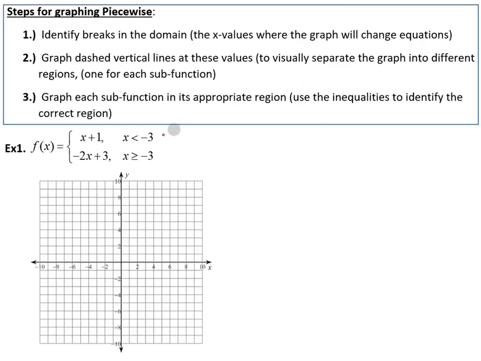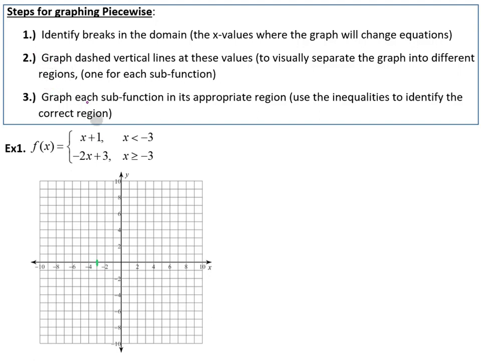Okay, so we have some steps for graphing piecewise functions, and we have an example down below we're going to follow as we go through these steps. So the first thing to do is identify breaks in the domain, the x values where the graph will change equations. So again, if x is less than -3, then graph y equals x plus 1. If x is greater than or equal to -3, then graph -2x plus 3, y equals -2x plus 3. So where are we changing from one equation to the other? Where do we have this kind of break in our domain? And that's for the x value of -3, so right here.